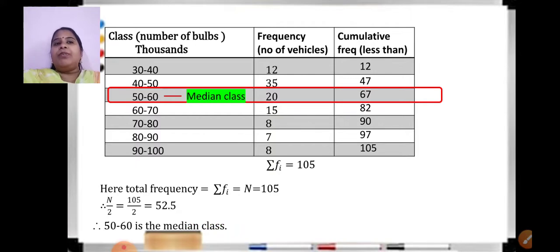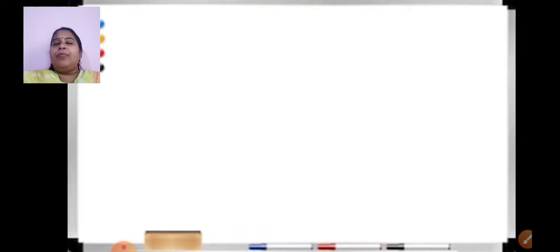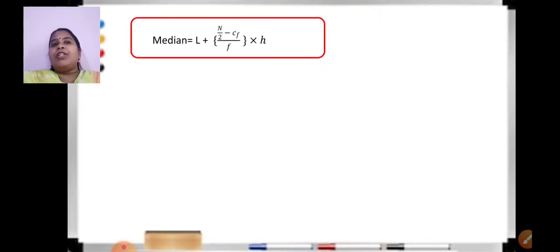Now frequency of the median class is F, represented as F. The CF, the cumulative frequency just above the median class, is 47, so that is CF. Okay, H I have told you, you take the difference between any class interval, upper limit minus lower limit, any one from this. The difference is 10, so H value is 10. All the values I have given you. Now what is left is to use the formula, put it in a box. Yes, median is equal to L plus N upon 2 minus CF upon F into H. Right?